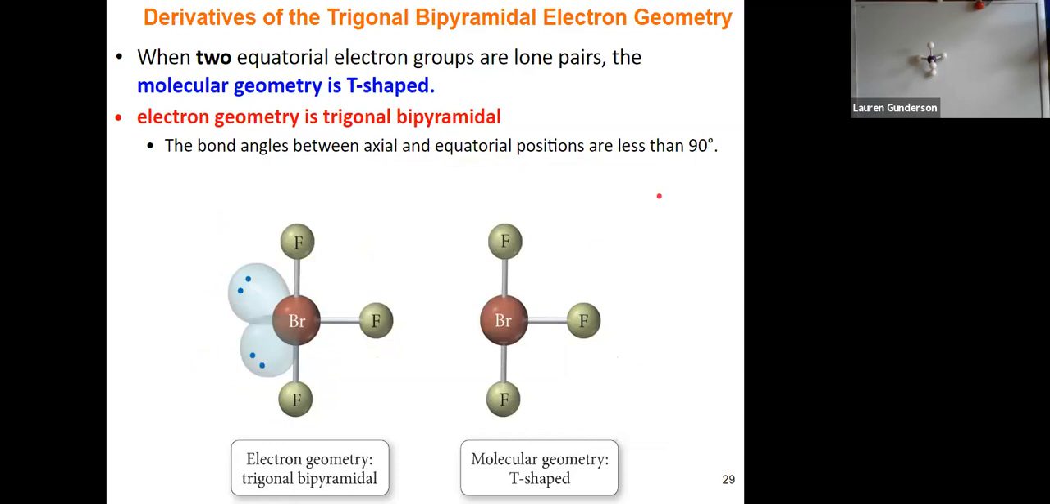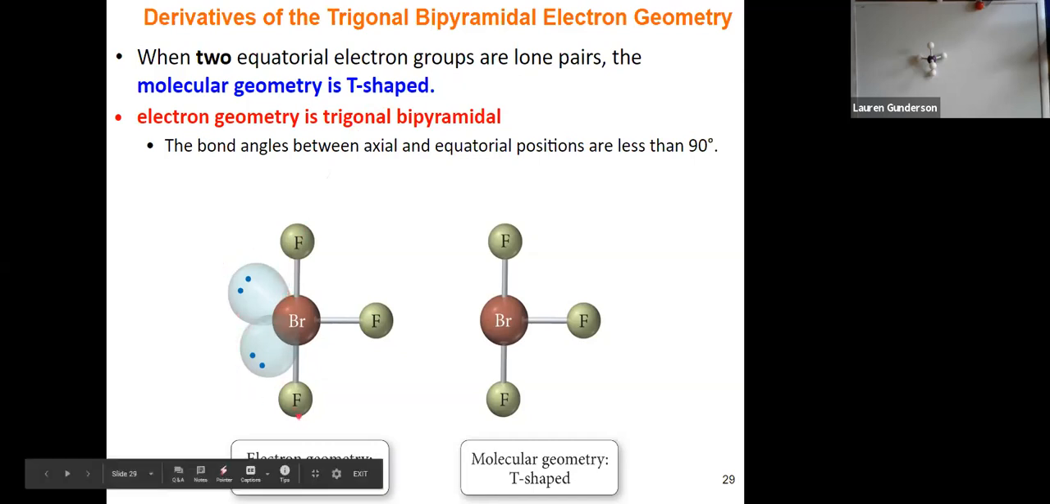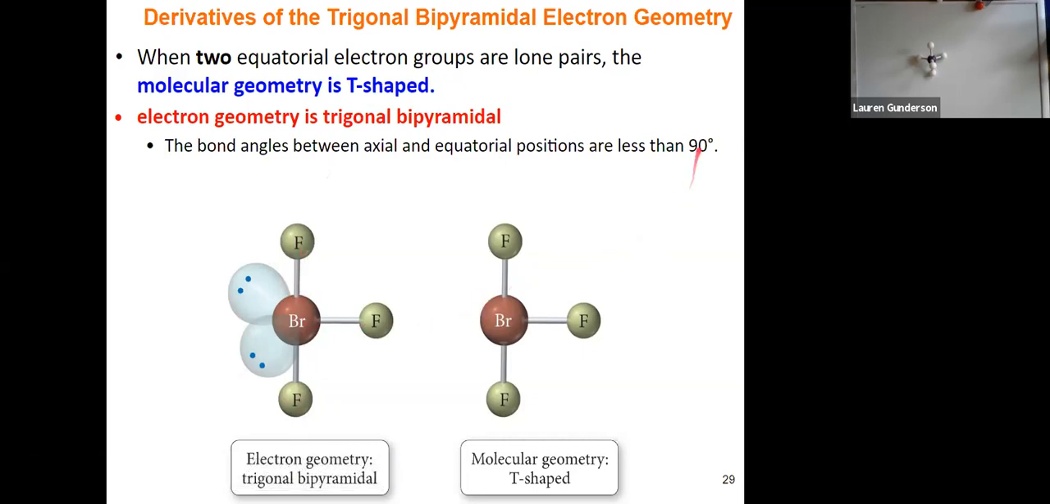If we replace two of our equatorial electron groups, we're going to get what is called a T-shape. Again, we're replacing equatorial only. When we replace two of our equatorial atoms, what remains forms a pretty general T-shape. The angles are not a perfect 90 degrees, however. They're slightly less than 90 degrees because you still have some extra repulsion in this general area, pushing down on these terminal atoms. So it's going to ruin that perfect 90-degree angle.